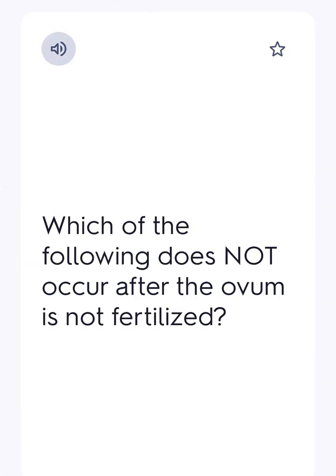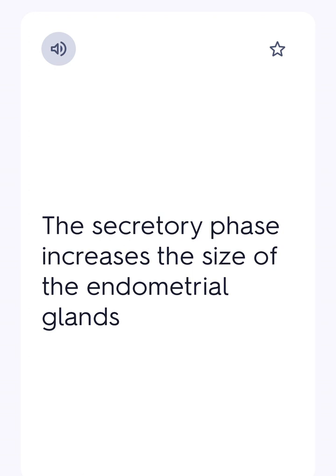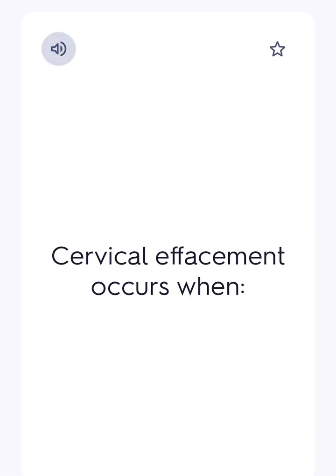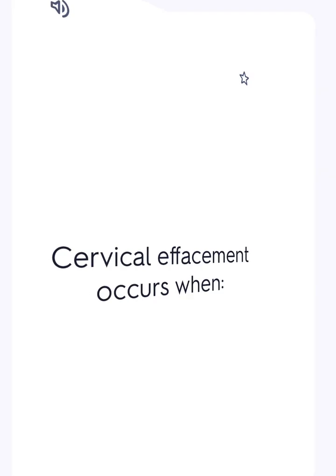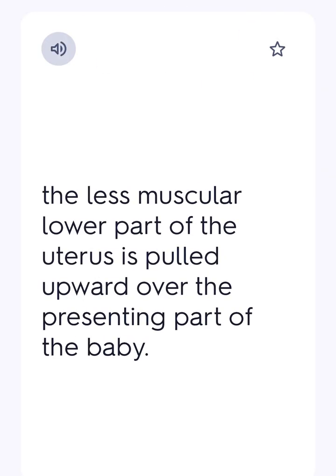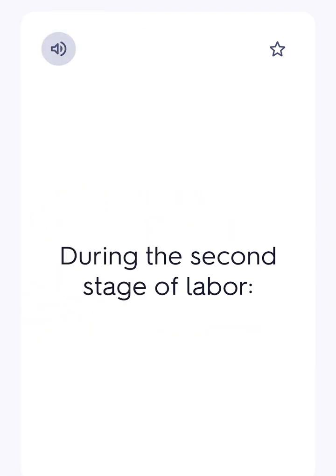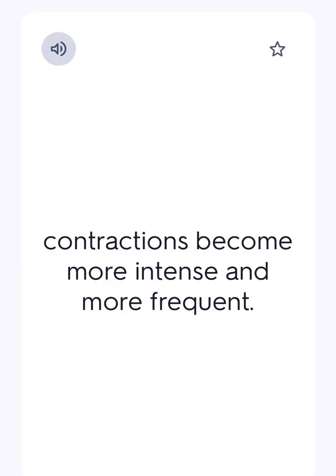Which of the following does not occur after the ovum is not fertilized? The secretory phase increases the size of the endometrial glands. Cervical effacement occurs when the less muscular lower part of the uterus is pulled upward over the presenting part of the baby. During the second stage of labor, contractions become more intense and more frequent.